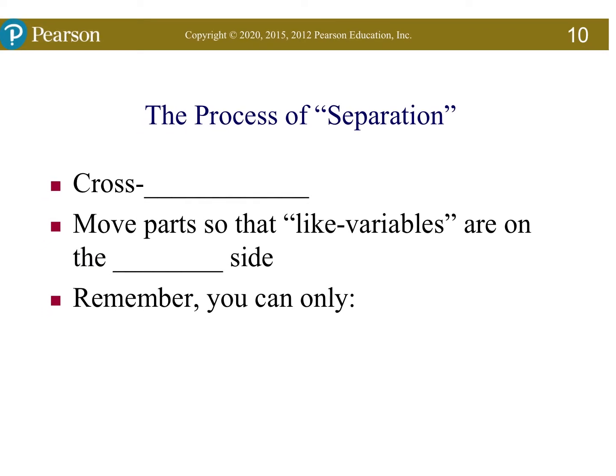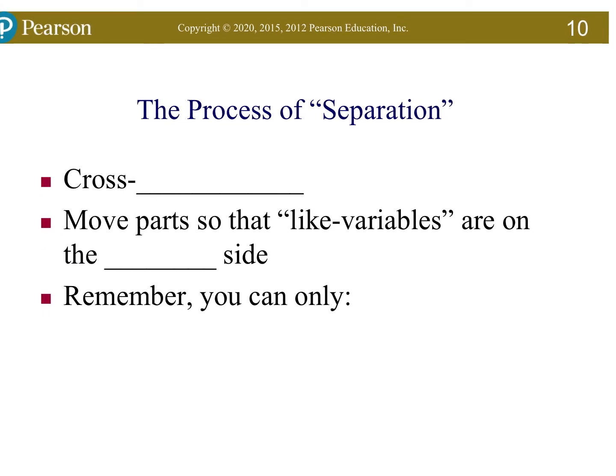So if you have identified a problem with 4 parts, 2 different kinds of variables, and it's all a product or a quotient, then you can do the process of what's called separation. And the process starts with cross multiplying. So you cross multiply first.